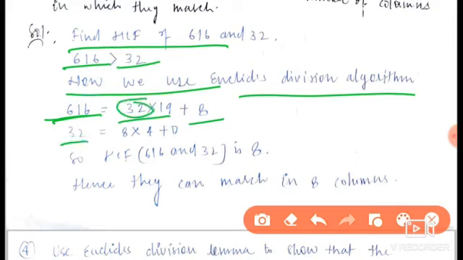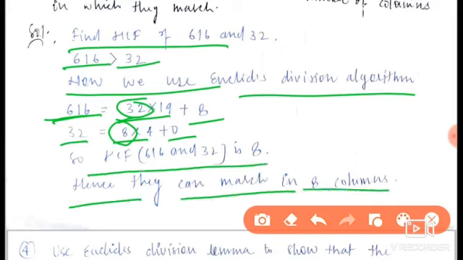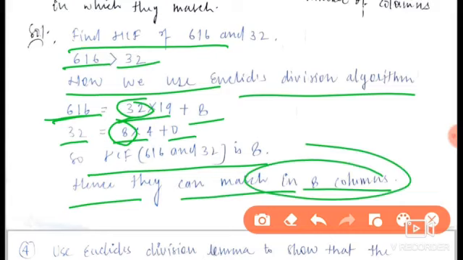32 is equal to 8 into 4 plus 0. That means 8 divides completely. So the HCF is 8. So hence they can march in 8 columns. So this is your answer. Okay.